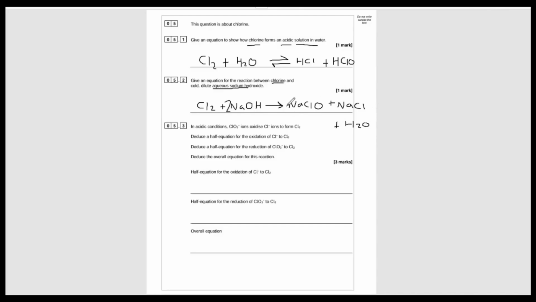Look, I've got two sodium, two sodium. I've got two chlorine, one chlorine there, one chlorine there. I've got two oxygens, one oxygen there, one oxygen there, and two hydrogens, and I've got two times hydrogen. So that is all balanced.